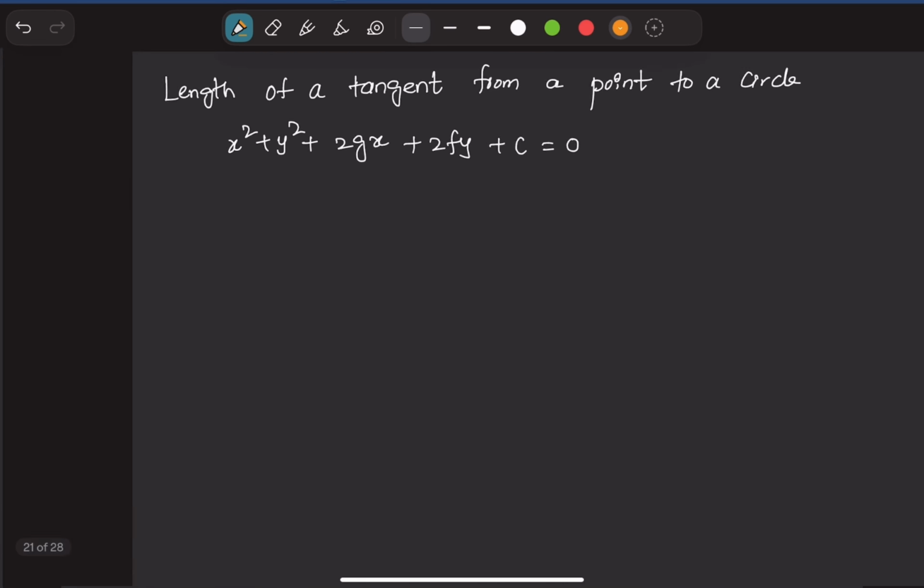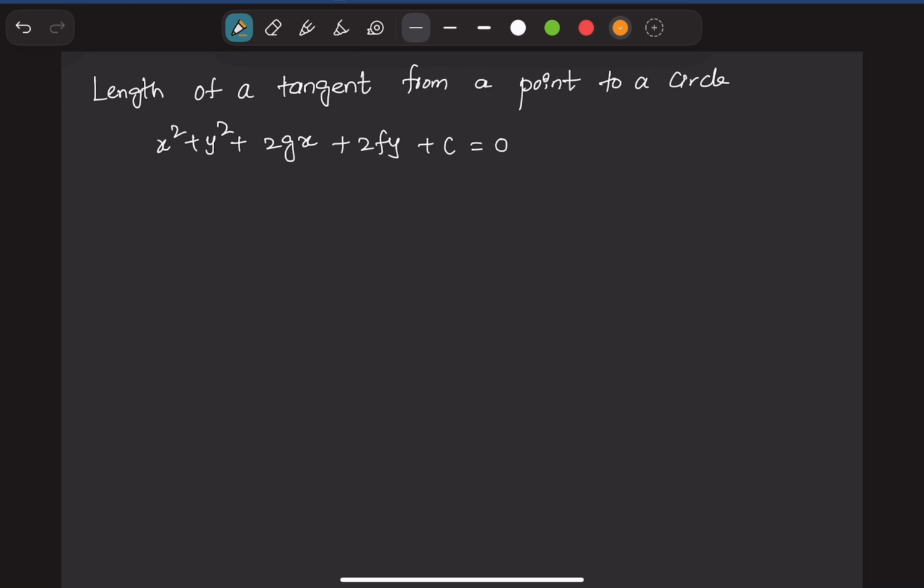So let us proceed. The next concept is length of a tangent from a point to the circle. So you have a circle like this, all right?